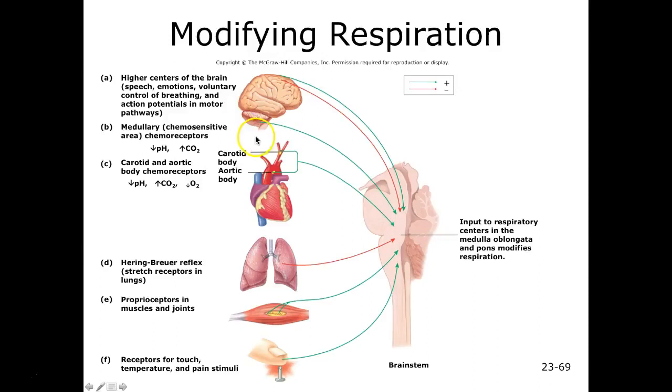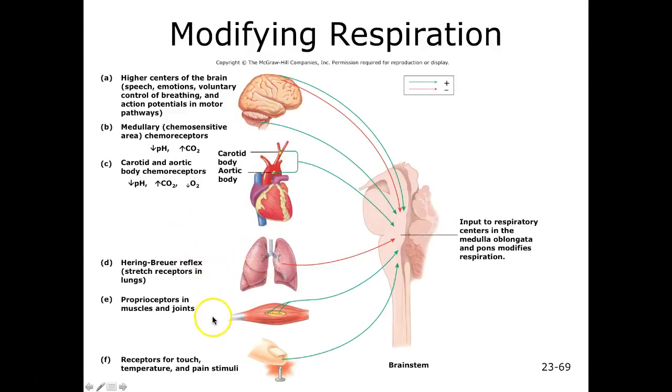Next we have our medullary or chemosensitive area, which would be down in this region. If we have an increase in carbon dioxide levels or a decrease in pH, they kind of go hand in hand, we are going to get an increase in ventilation. And then we have our carotid and aortic chemoreceptors here. If we have an increase in our carbon dioxide, decrease in pH, and a decrease in oxygen, that's going to cause an increase in ventilation.